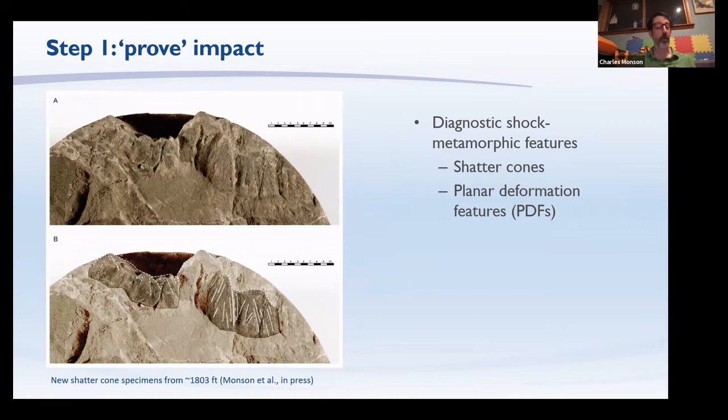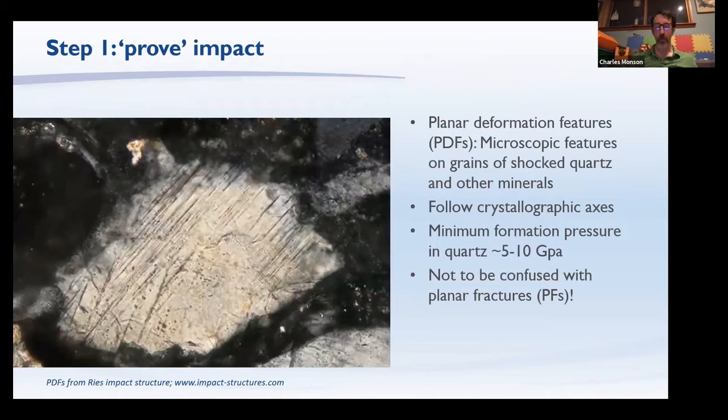So besides shattered cones, which we now had, the other thing you look for is planar deformation features. And what those are, you might have heard the term shocked quartz. Basically, when quartz and some other minerals too, actually, is subjected to really, really high pressures on the order of gigapascals. I'm not a mineralogist.